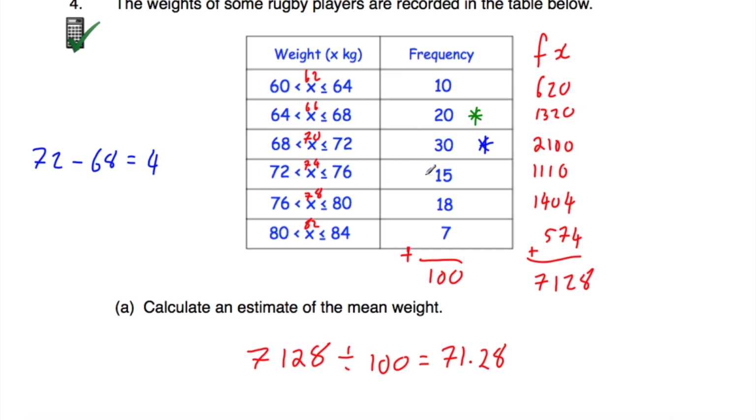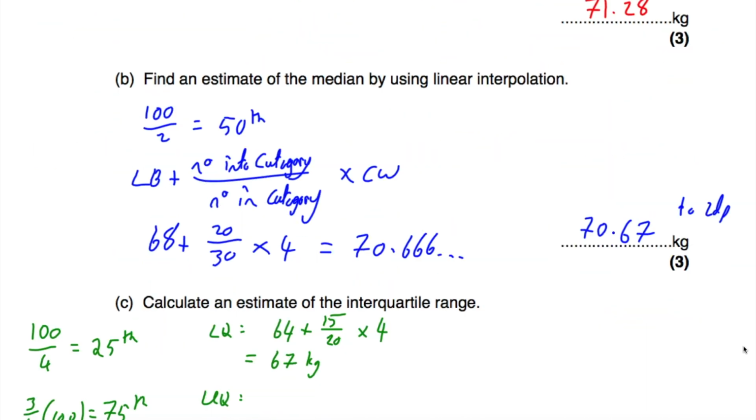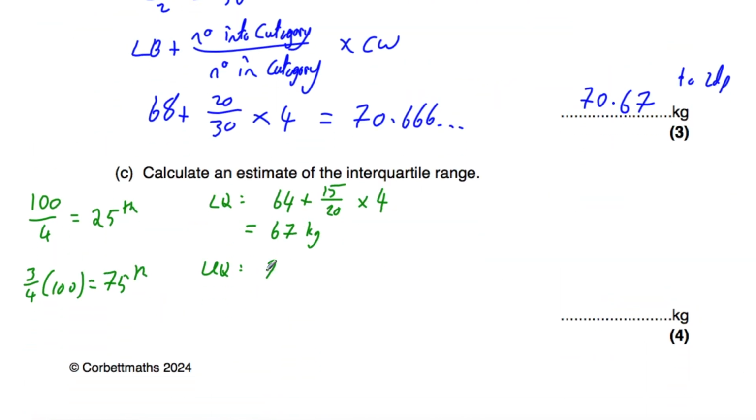You could do it using the formula, doing the lower bound, which is 72, plus the number into the category. Well, we need to go 15 into that category, over the 15 in that category, times the class width, which is 4. 15 over 15 is 1, so you get 72 plus 1 times 4, and that's going to give you 76. Or just thinking about it, the upper quartile is at the very end of that category, so it's going to be 76, and that's it. So our upper quartile is 76.